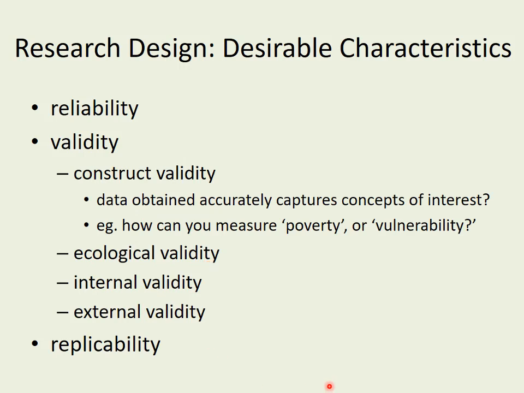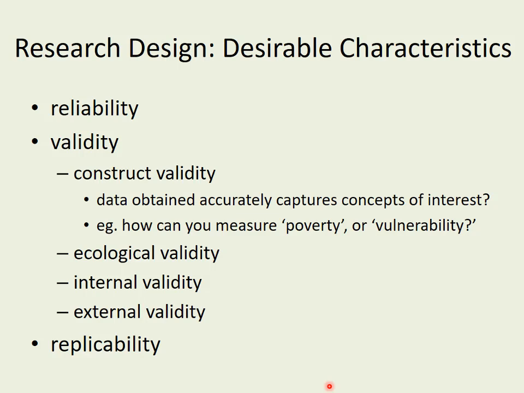Construct validity is mainly about measurement. And by measurement I mean not only physically measuring, but getting values from people. So it could be asking people their opinions on something, or how often they do something, or their income. So you're getting some measurement from the things you're studying, or people you're studying. Does it accurately capture the concept of interest? So if you've got something like poverty, how are you going to get a number on poverty?